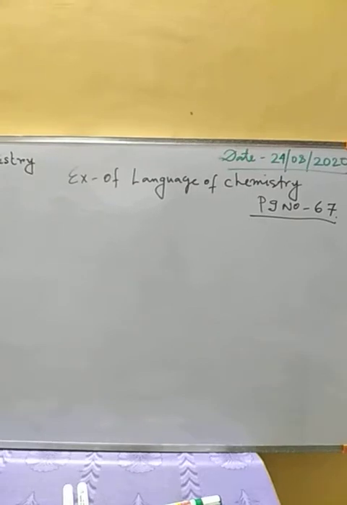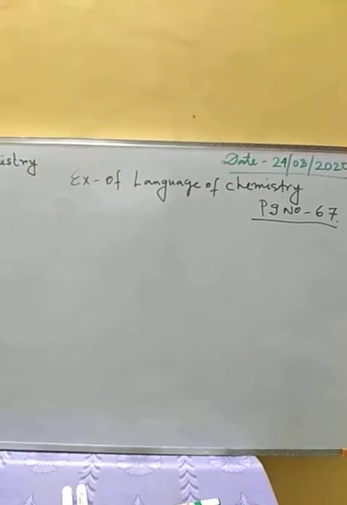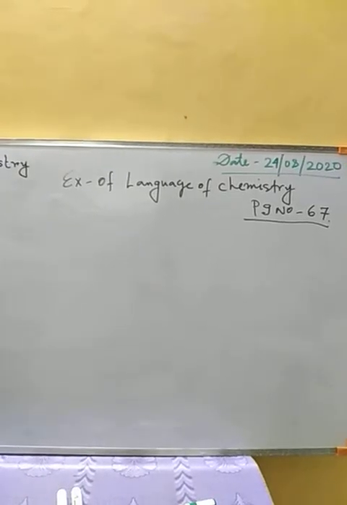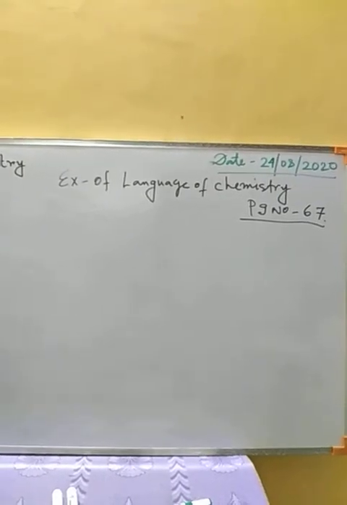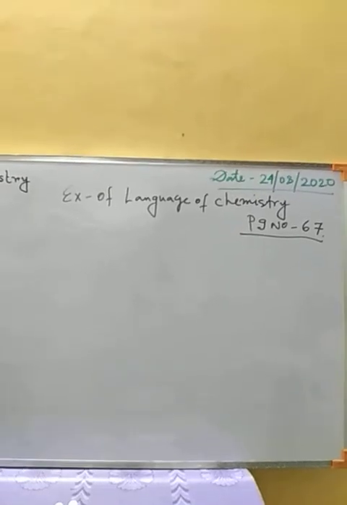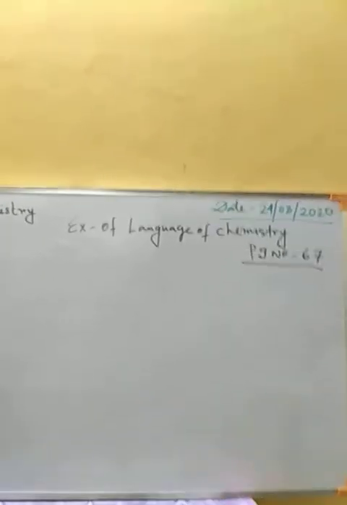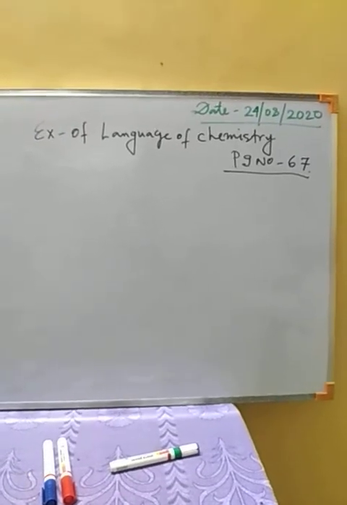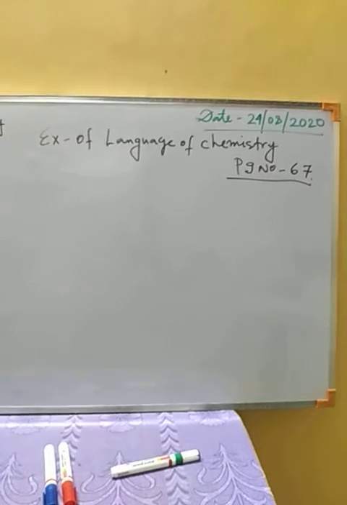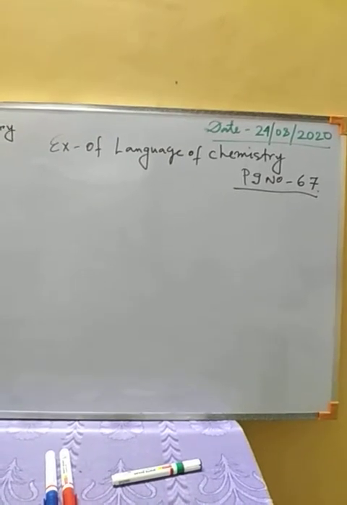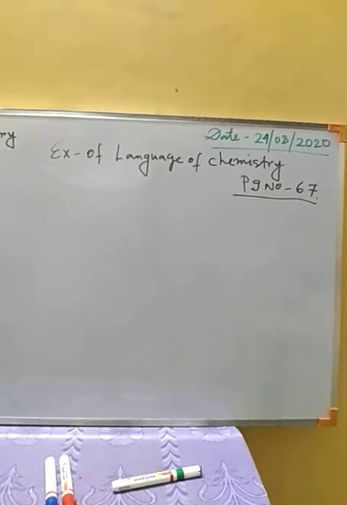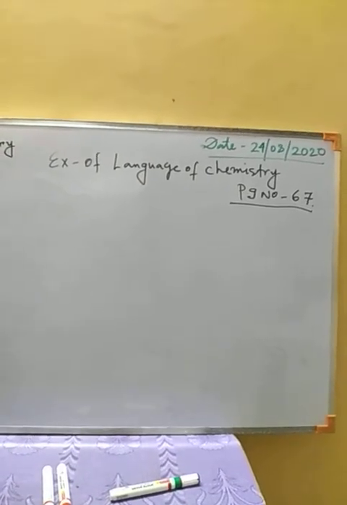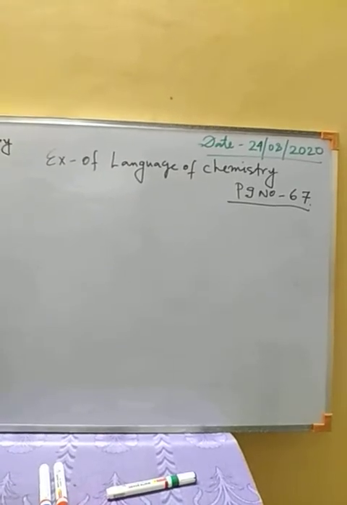The first question is to define different terms: radical, valency, and molecular formula. These three you will get in the book only, so you can write from there. We are not discussing this anymore, but if you are having some problem, then tell me, and otherwise we will discuss it in the next class. You will very easily get this in the book, so I'm not wasting time on this.